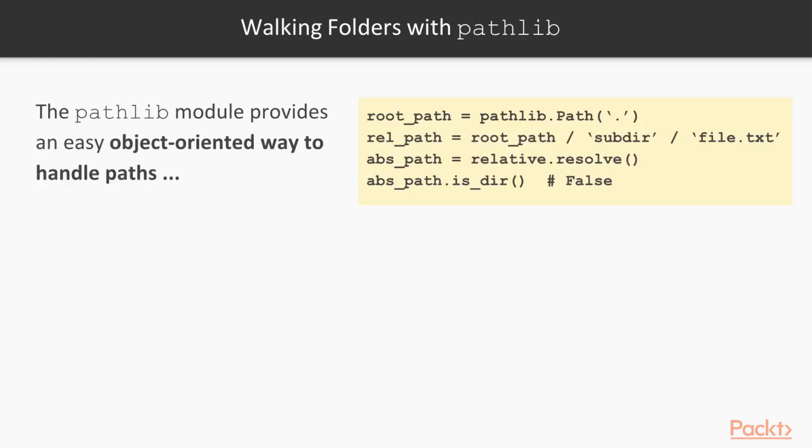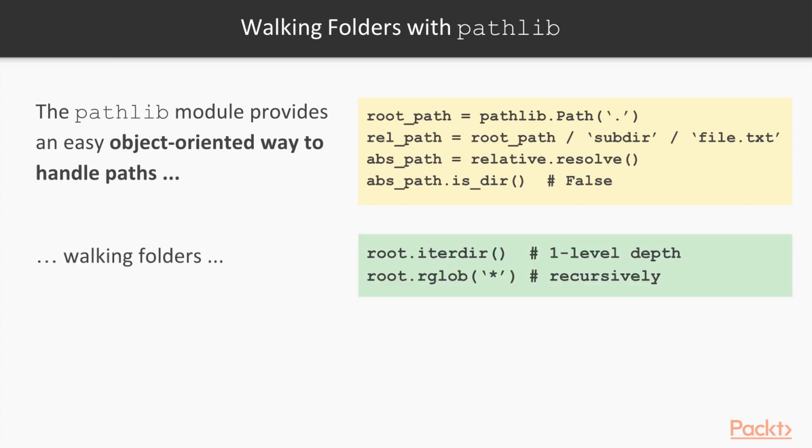So walking a folder means listing its contents. This can be done both recursively and non-recursively. Python provides the pathlib module, which is an object-oriented abstraction for handling path objects. A path object basically is the address of a file or a folder inside the file system. And this module, pathlib, helps you to handle paths in a very easy way.